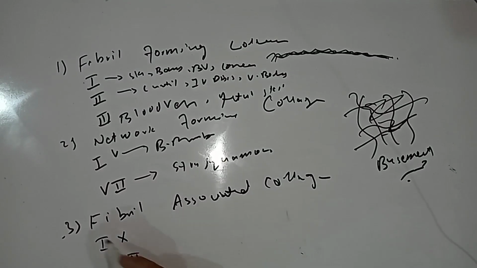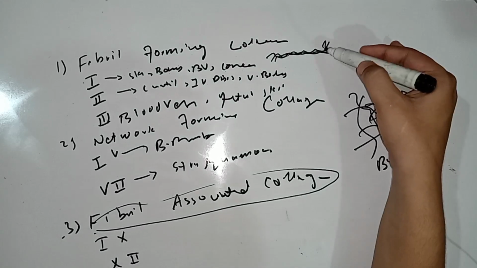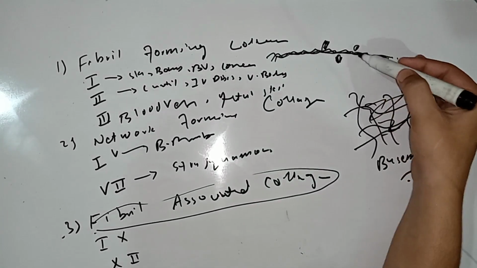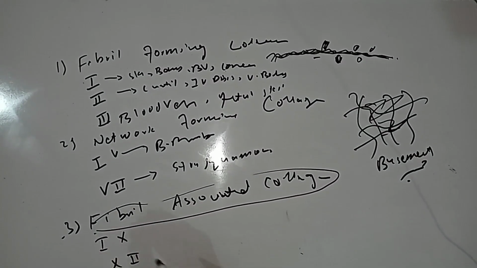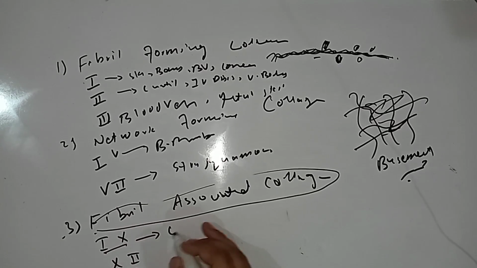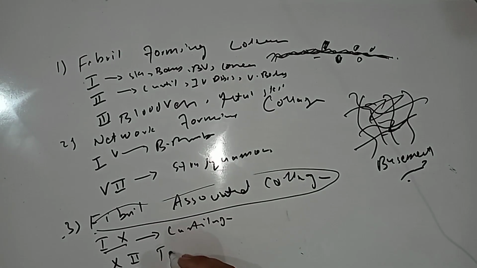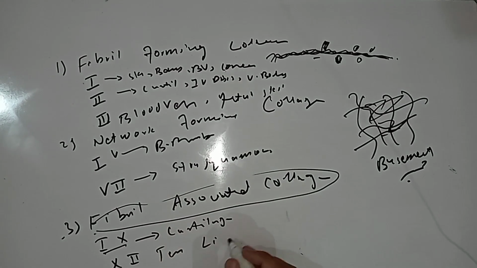Next we come towards fibril associated collagen. These are the collagen molecules which are associated to these fibrils. Fibril forming collagen has some associated collagen molecules, and these are fibril associated collagen, and these include collagen type 9 and collagen type 12. Collagen type 9 is principally present in the cartilages, and collagen type 12 is present in the tendons, ligaments and so on.